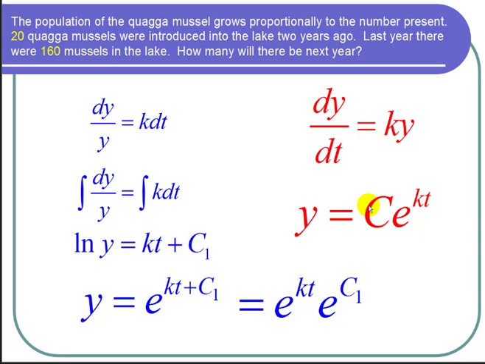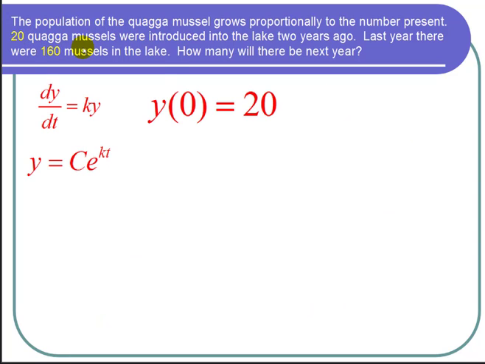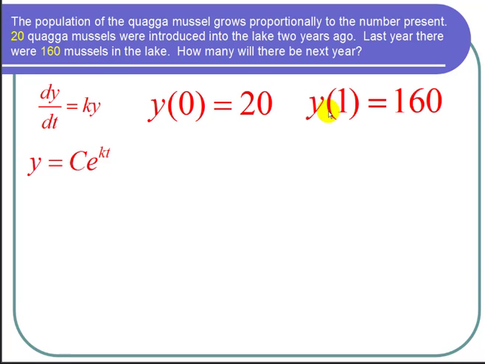The next thing I'll do is use my initial conditions. 2 years ago, I'm going to call that time 0. So at time 0, we had 20 quagga mussels. And what we get is that y of 0 equals 20. Last year is 1 year after 2 years ago. So that's when t is 1. Then y should be 160 because there were 160 mussels in the lake last year. And we get y of 1 is 160.